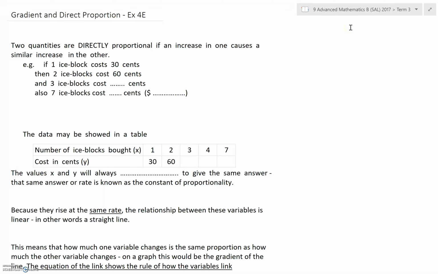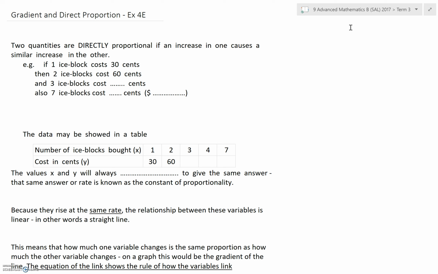So today we're going to keep going with some more work on parts of lines that we've worked on, and gradient is going to form part of what we're working on. And we're going to learn about variables, quantities that are directly proportional to each other. So direct proportion is what we're working on today.